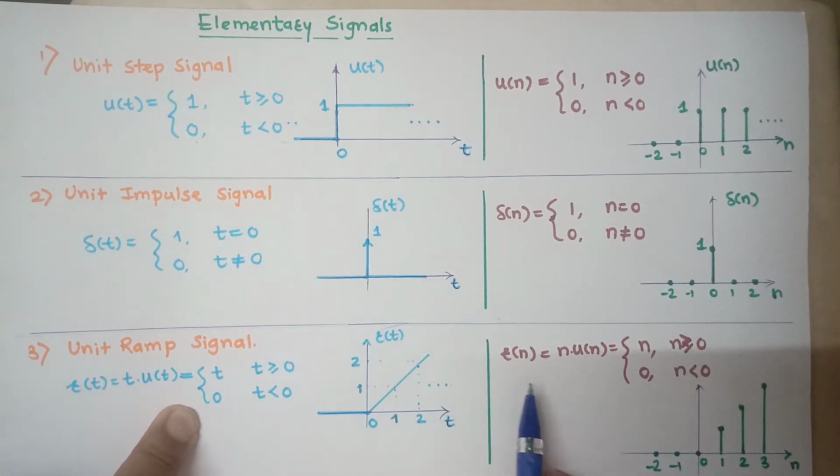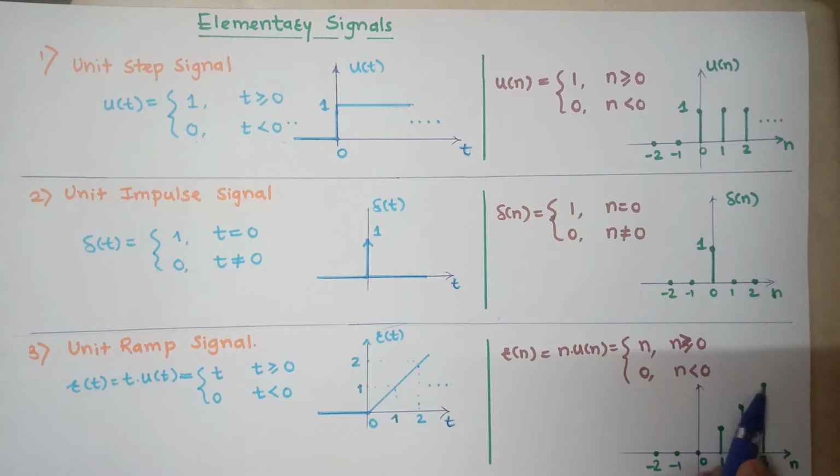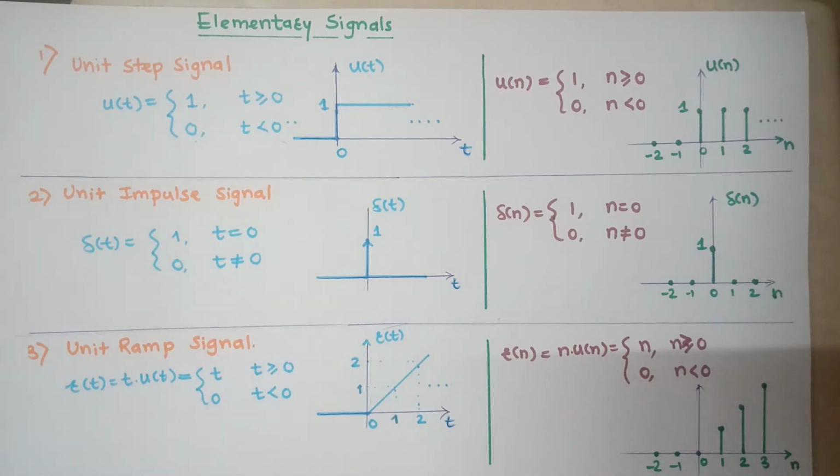Similarly in discrete time, r of n is equal to n into u of n. Its value is n for n greater than or equal to 0 and is equal to 0 for n less than 0. So it's like a ramp, an increasing function. These signals are very necessary for testing the characteristics of a system. In operations also we'll need these basic or elementary signals. So we'll move to the main course today.